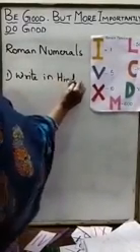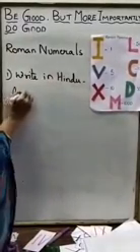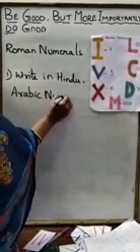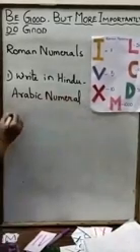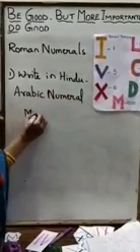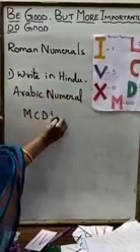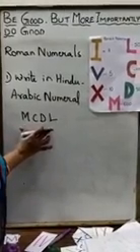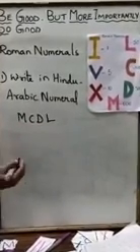Write in Hindu Arabic numeral. MCDL. This is a Roman numeral. We need to write the Hindu Arabic numeral.